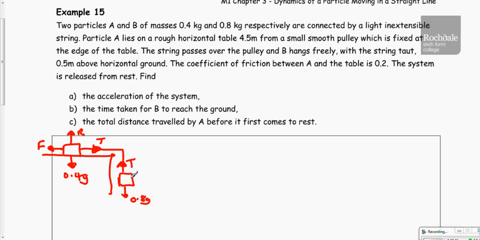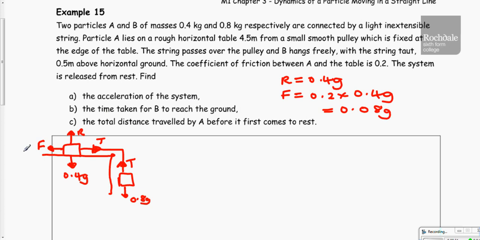We've also got a particle hanging off the edge of the table. The tension is holding it up, and it's got a weight of 0.8 g acting down. Now we think about particle A to start off with. We know that R would be equal to 0.4 g, and so the friction would be mu R, so that would be 0.2 multiplied by 0.4 g. So the friction is 0.08 g. So we'll keep that for later.